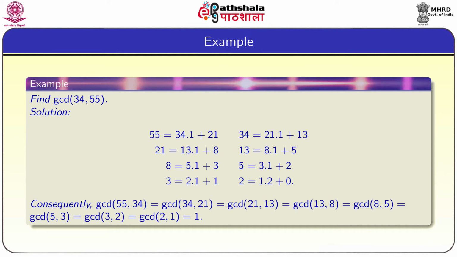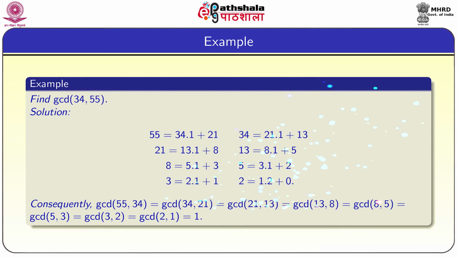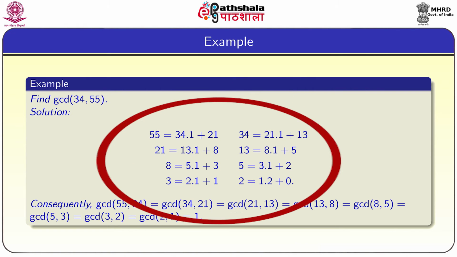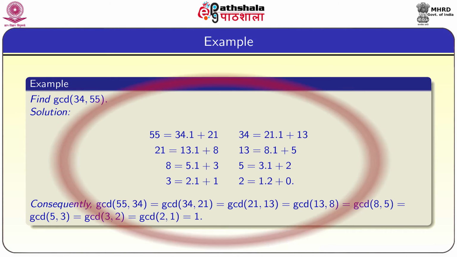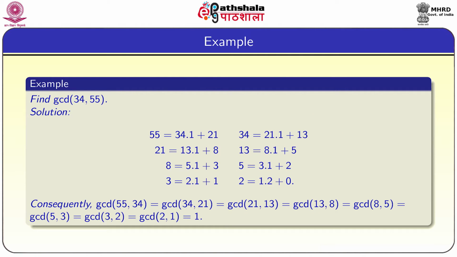So, we will illustrate this with an example. For example, we want to find the GCD of 34 comma 55. So, the solution will go like this. First, we will use the division algorithm, that is 55 can be expressed as 34 into 1 plus 21. Here the remainder is 21, which is not equal to 0. Then we will apply the division algorithm for 34 and 21. So, 34 is equal to 21 into 1 plus 13. Again here the remainder is not equal to 0.